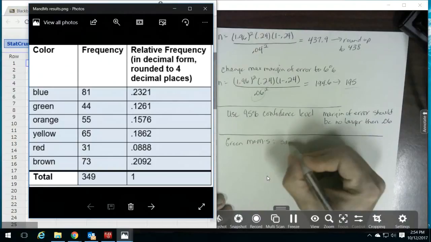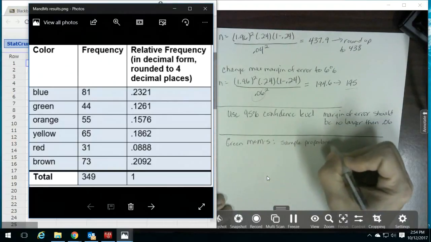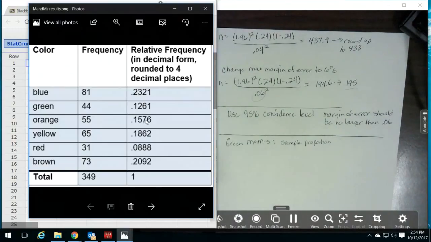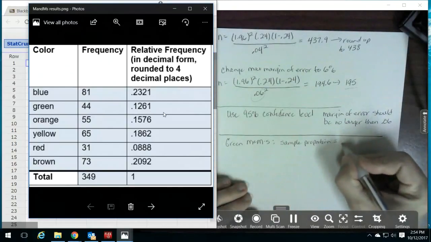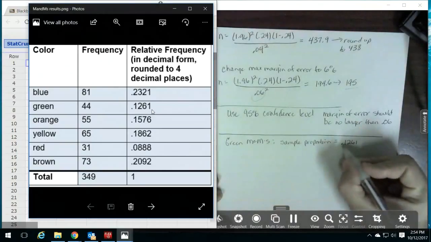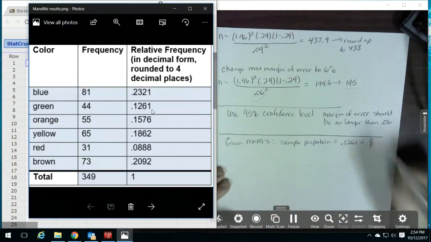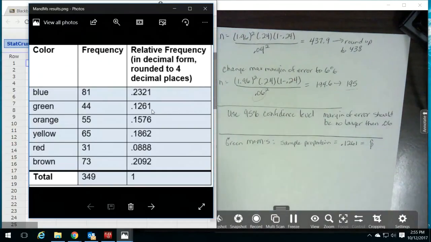My sample proportion is just that relative frequency that I figured out for my data collection assignment, so I already have that. My sample proportion is just the proportion of green M&Ms that were in that sample, so it's the relative frequency, so it's the 0.1261. And yours is going to be different. This was just my sample. So the sample proportion in the formulas we have is the p hat.